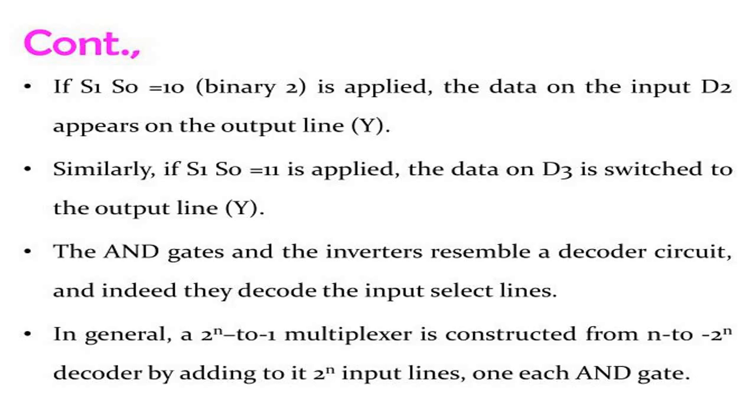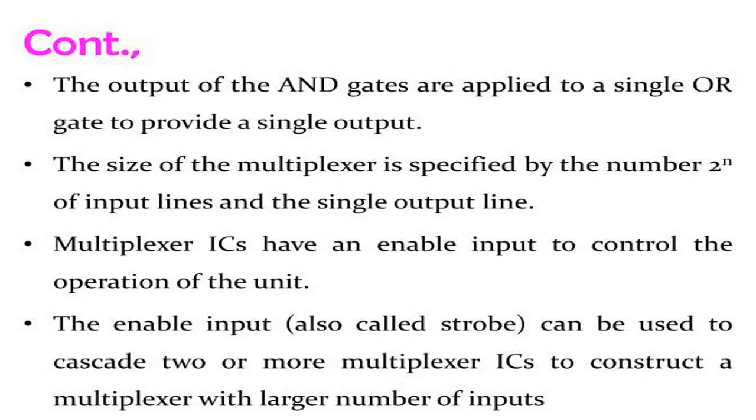The AND gates and the inverters resemble a decoder circuit, and indeed they decode the input select lines. In general, a 2 power n to 1 multiplexer is constructed from an n to 2 power n decoder by adding 2 power n input lines, one to each AND gate. The outputs of the AND gates are applied to a single OR gate to provide a single output. So all AND gate outputs are connected to a single OR gate. The size of the multiplexer is specified by the number of input lines and the single output line. So there will be 2 power n input lines and a single output line.